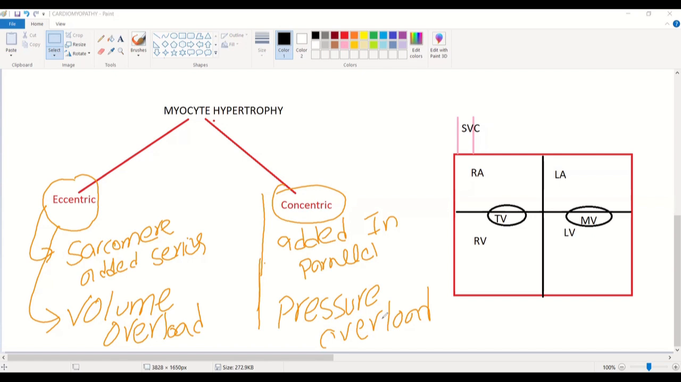Okay, the concentric hypertrophy leads to decreased cavity size of the left ventricle. What about the thickness of the left ventricle? Increase or decrease in concentric hypertrophy? Increased thickness of the left ventricle.